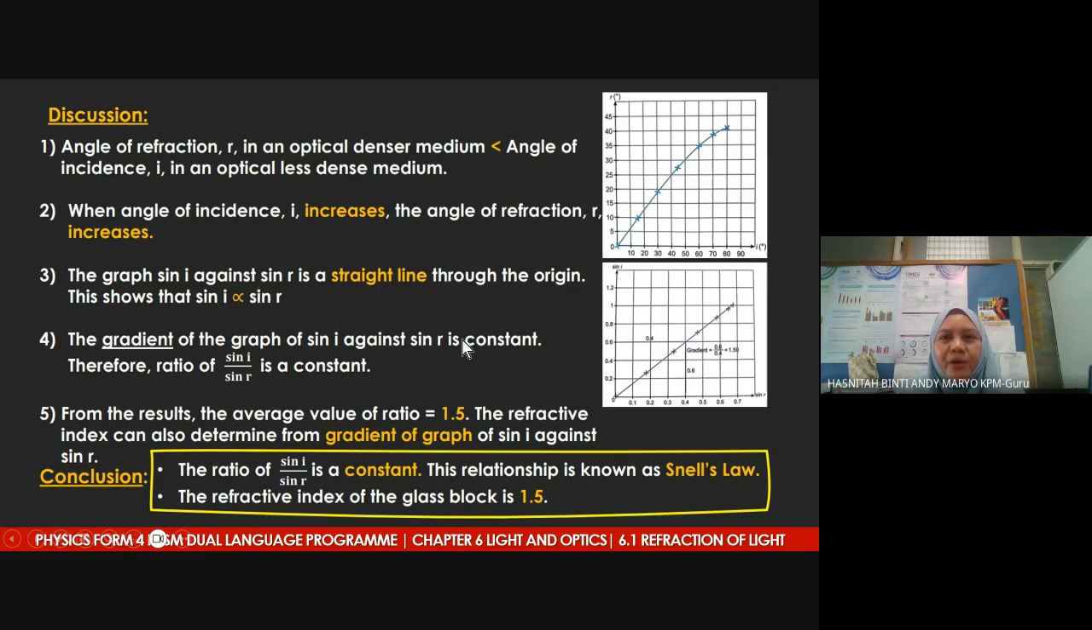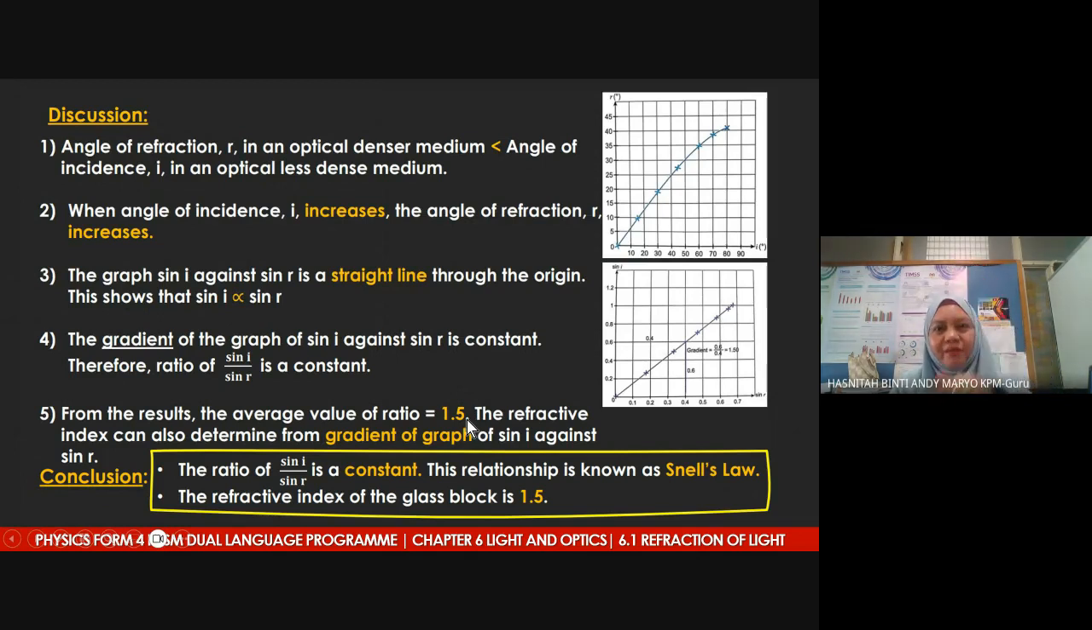And when you calculate the gradient for the sine i against sine r graph, the gradient is constant. Remember how to find the gradient? Find any 2 points along this straight line and then use the formula y2 minus y1 divided by x2 minus x1. So you can find the gradient. The gradient is here as shown in this diagram. I zoom in for you. It is 1.5. So from the result, we understand the average value of the ratio is 1.55. This is determined through calculation.